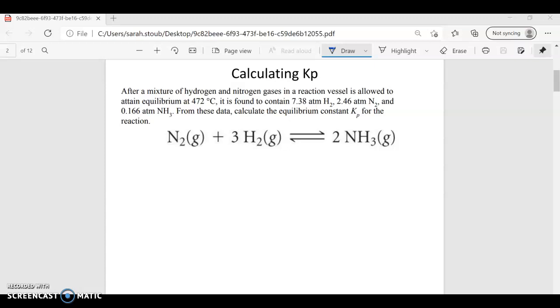Hi there, this video is to talk about how to do equilibrium expressions and the math behind it. So let's start with this first one, and I've got a total of 4 to do. We'll see how we do.